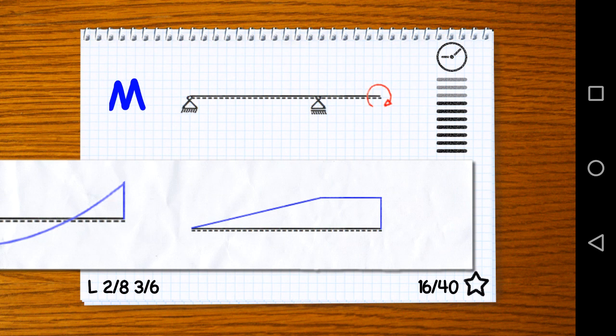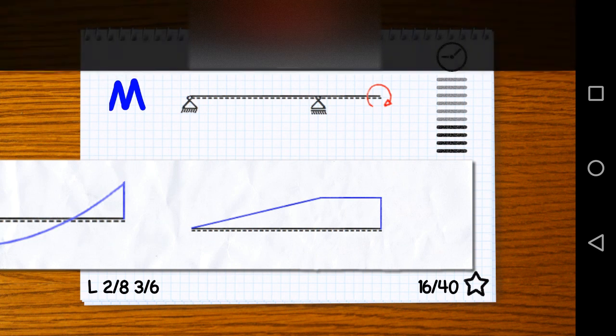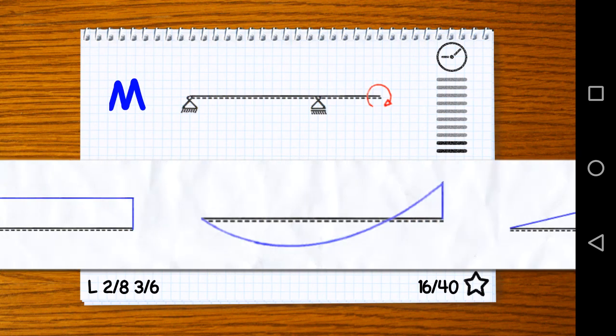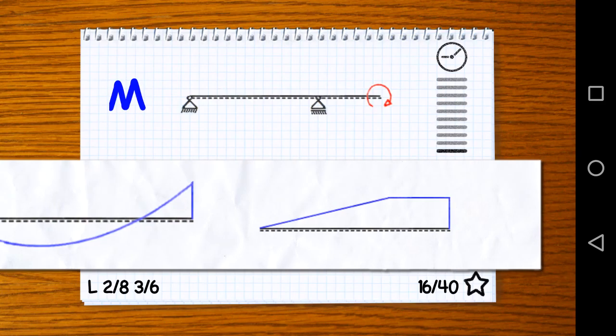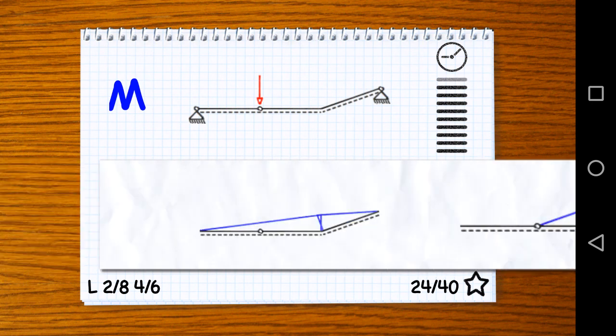Okay, now this one, what do we do here? At the right end, we have a single moment. That means we need a jump. Oh, I need to stop this first. Okay, we need a jump there at the right end, and then it's going to be constant and move downwards. This one is right, so I didn't explain that one correctly because of the call was disturbed a little bit.